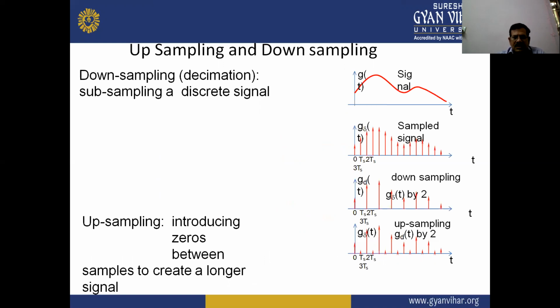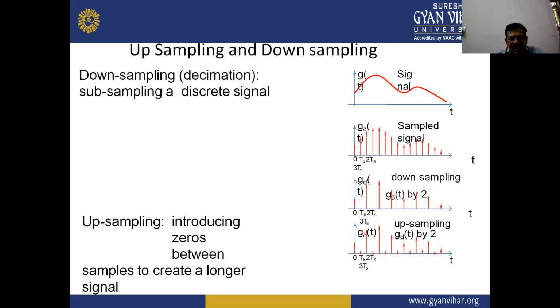Now we discuss upsampling and downsampling. Downsampling is decimation, subsampling of a discrete signal. There is a discrete signal or digital signal, and we can see this in the third waveform, in which the signal is in discrete form, and in that signal the frequency or time duration remains constant, but the amplitude of the output discrete signal changes with the input signal, that is the continuous signal.